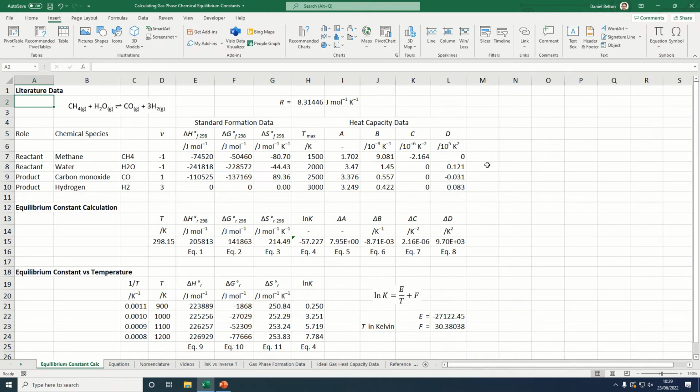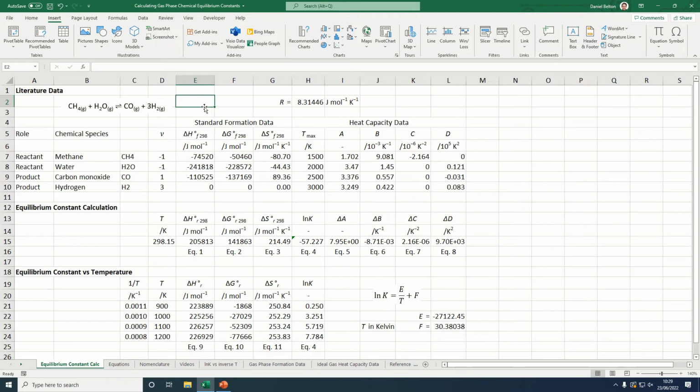In this video, I'm going to talk you through a spreadsheet that calculates the gas phase chemical equilibrium constant for a reaction at different temperatures. The particular example that we're looking at today is steam reforming of methane. So we have CH4 reacting with H2O to give us CO and H2. And that is an equilibrium, it's a reversible reaction.